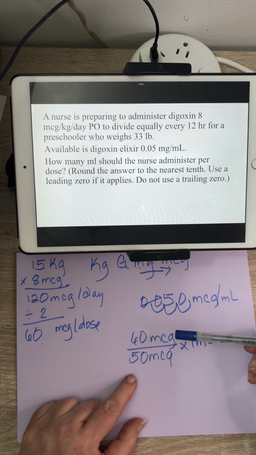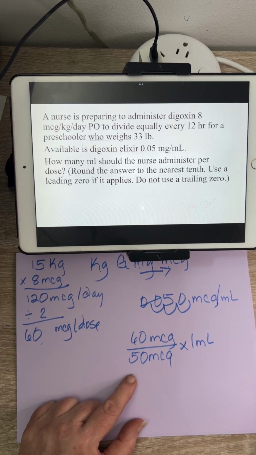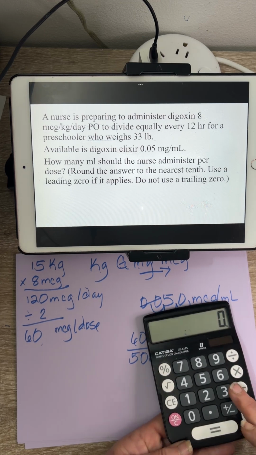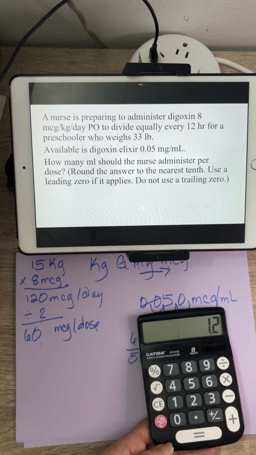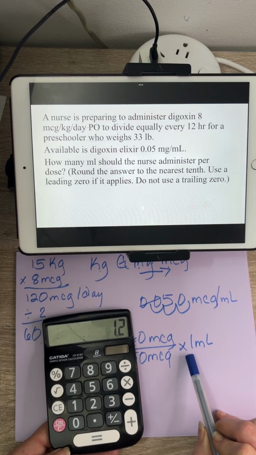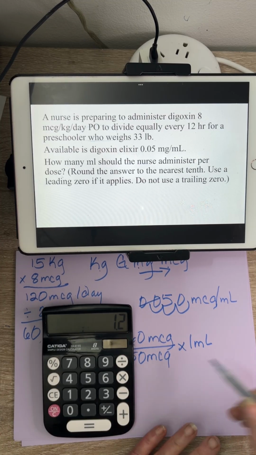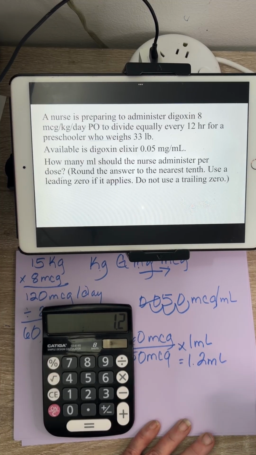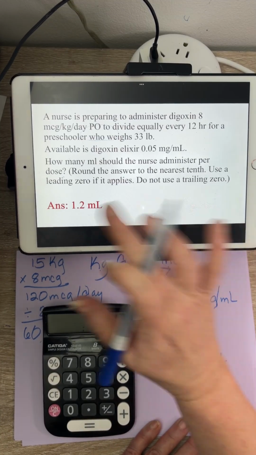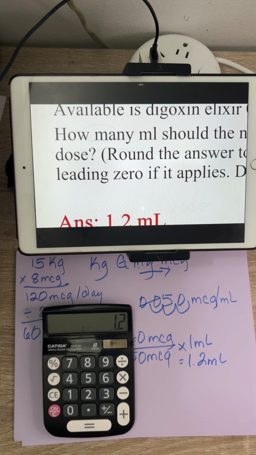This fraction and all fractions on the planet say the top number divided by the bottom. So that's how we're going to key it in. 60 divided by 50 equals. And then we multiply it times 1, and it's still going to be that. So the answer is 1.2 milliliters. So the answer is 1.2. You see that?